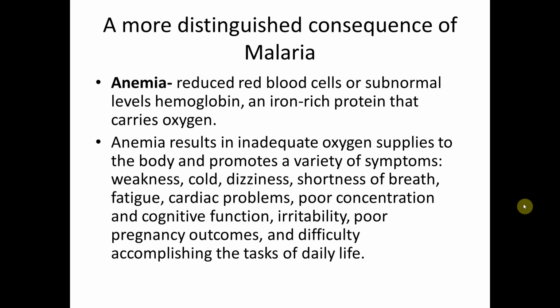In this slide, I am just going to take a second to give a quick overview of anemia because of its high correlation to malaria. Anemia is characterized by reduced red blood cells or abnormal levels of hemoglobin, an iron-rich protein that carries oxygen. The presence of anemia can display a wide array of symptoms. These include fatigue, cardiac arrhythmias, impaired cognitive abilities, and pregnancy issues.